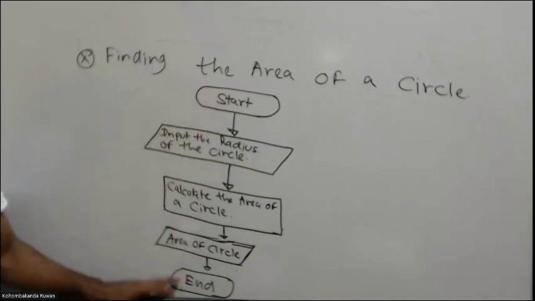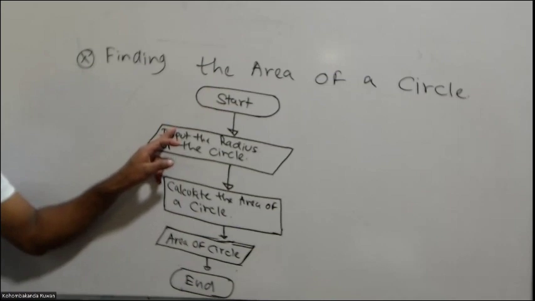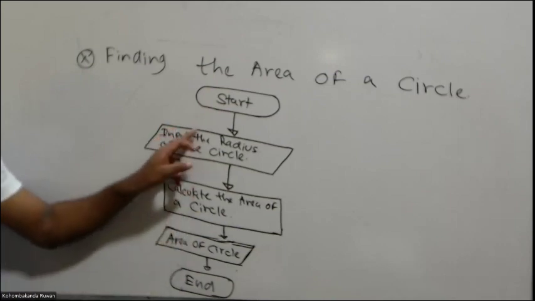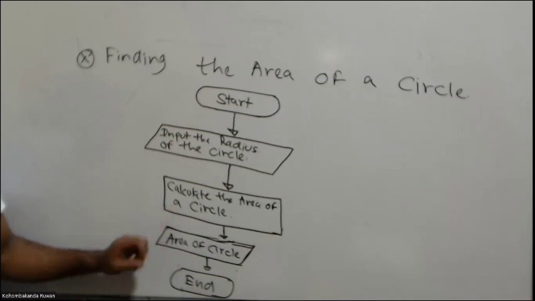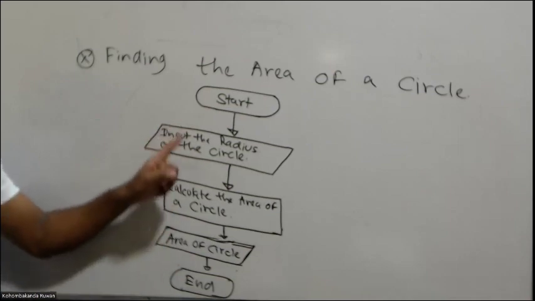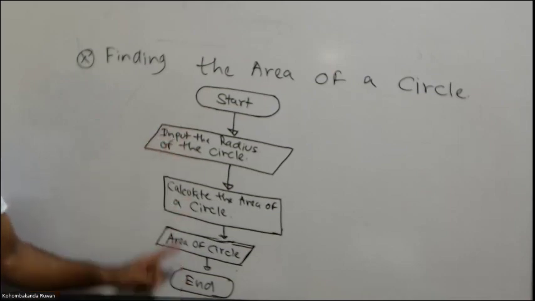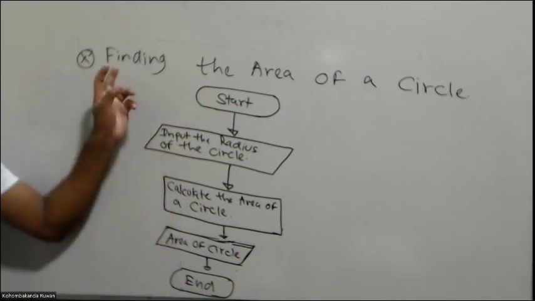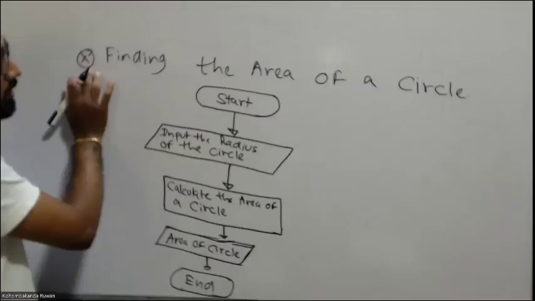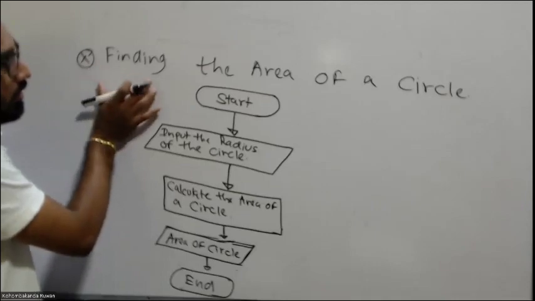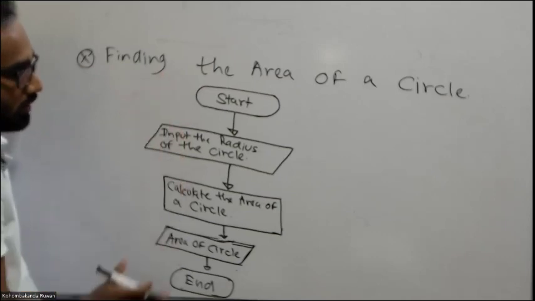See the symbols for the start and end. Same symbol. Here input and output, same symbol. For calculate the area of a circle, this is the symbol. This is a flow chart. Flow chart to find the area of a circle. Write this one. Find the area of a circle. Then you can draw this one.